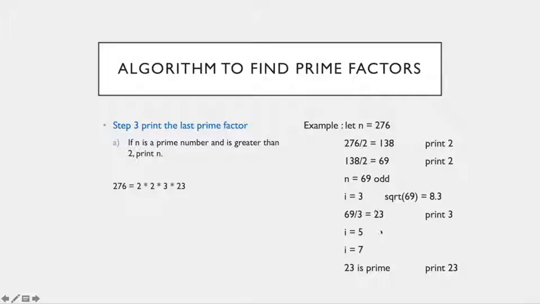In step 3, we're going to print out the last prime factor of the original number. From the previous step, we tried to use 3, 5, and 7 to divide 23, but they are all not divisible. That means 23 must be a prime number, so 23 is a prime factor of the original number. As a result, 276 has prime factors of 2, 2, 3, and 23. That concludes the algorithm.